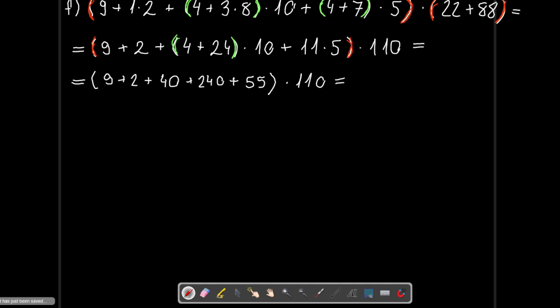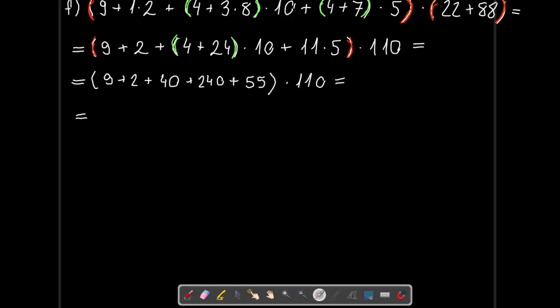addition. We need to add 5 different numbers together. So let's see. It doesn't matter in which order we add them together, since we know the associative rule. And also the commutative rule or property.